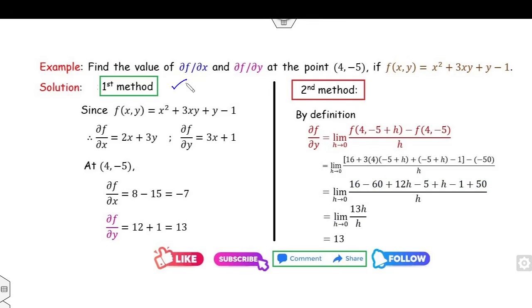So either you can use this first method or second method, that is your choice. But I will tell you, you can opt for this method whenever the function f is continuous. Fine. And we know that this is a polynomial. Every polynomial is a continuous function. So you can opt for this first method for the easy calculations.